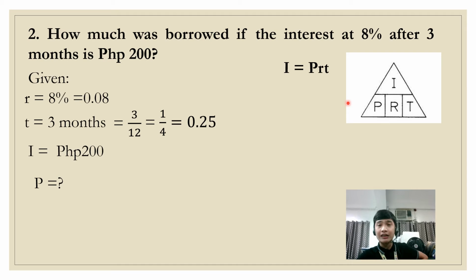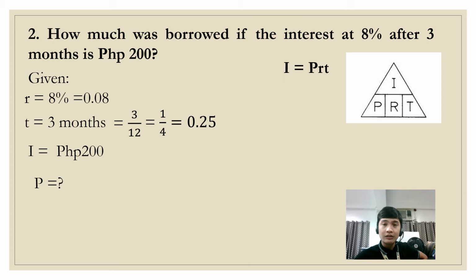Gumagamit tayo ng triangle na ito. I over PRT. Pagka patayo, division po yun. Paano ba ginagamit to? Division. Pagka pahiga, multiplication yun. I equals PRT. Dito, dahil si principal ang nawawala, lumalabas, si interest ay i-divide natin sa product ni rate and time.